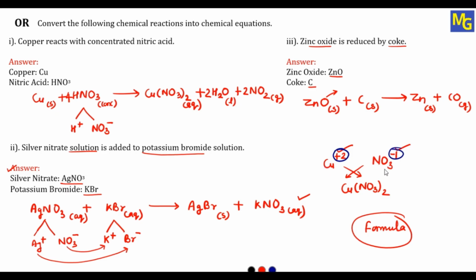Minus 1 is the oxidation state of this NO3. Same like that, here also I have written Ag plus NO3 minus. So these oxidation states you have to remember. If you know these states, easily we can write the formula like this. And if you know the formula, then we can easily complete the reaction. So this is the answer for this question.